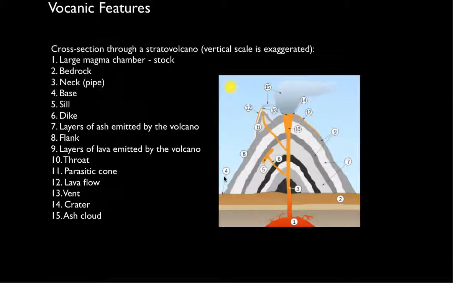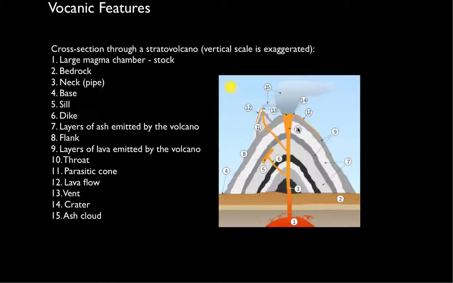4, they labeled the base, it's not a big deal. 5 is a sill where the lava or the magma, depending on how close it is to the surface, is forced through pre-existing layers. 6 is a dike. We'll talk about this in a while. 7, those are old layers of ash emitted by the volcano. The side of the volcano is called the flank.